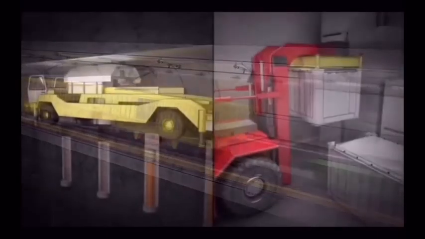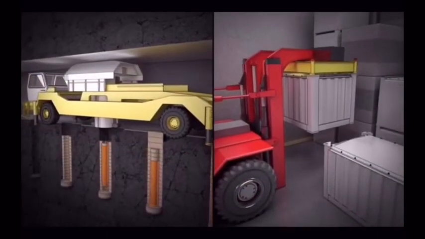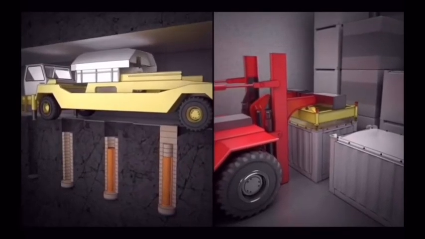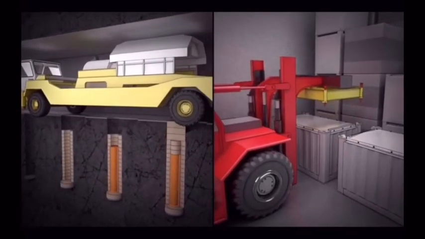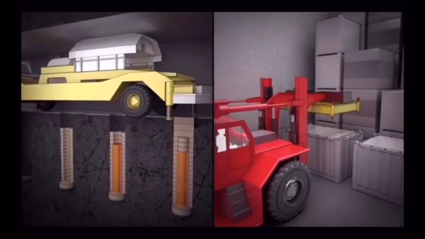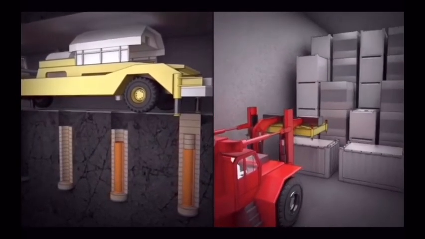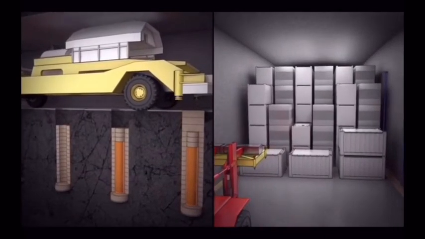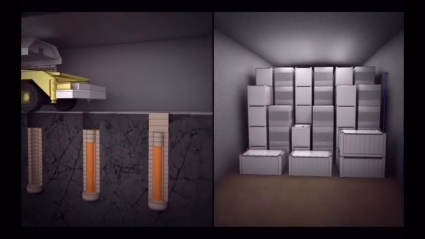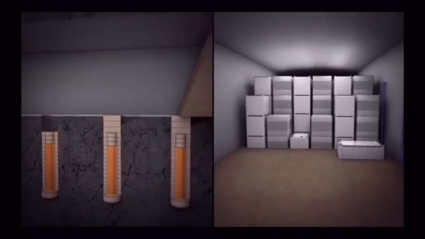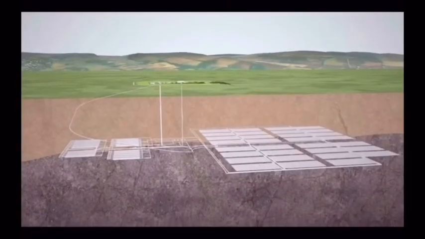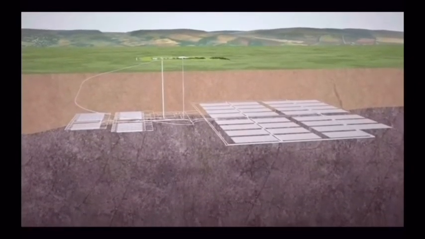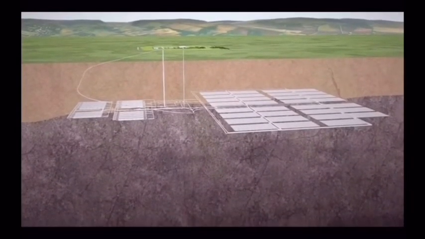In the GDF, the containers are surrounded by buffer materials that protect them, reduce the passage of water to the containers, and minimize the passage of any radioactivity from the containers. These materials form the third barrier. The fourth barrier, of course, is hundreds of meters of rocks that separate the containers from the surface environment.